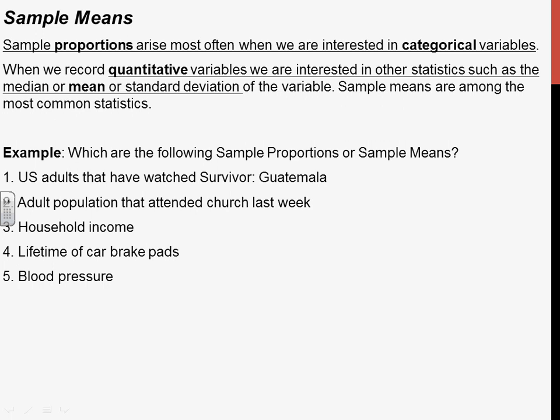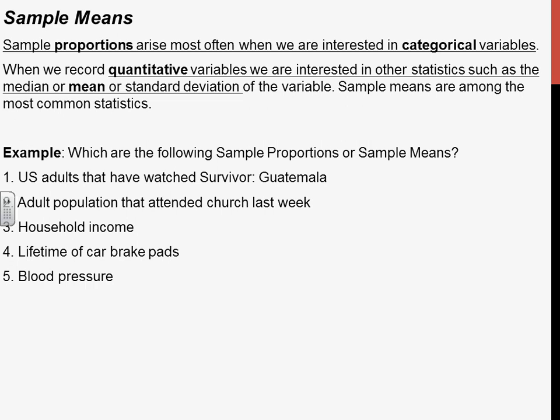All right. Sample proportions are from categorical variables. Sample means, when we're dealing with means, are going to be from quantitative variables. So that's the first thing you have to identify. Are we dealing with a proportion or are we dealing with a mean? Okay, so let's look here. Which of the following are proportions and which ones are means?